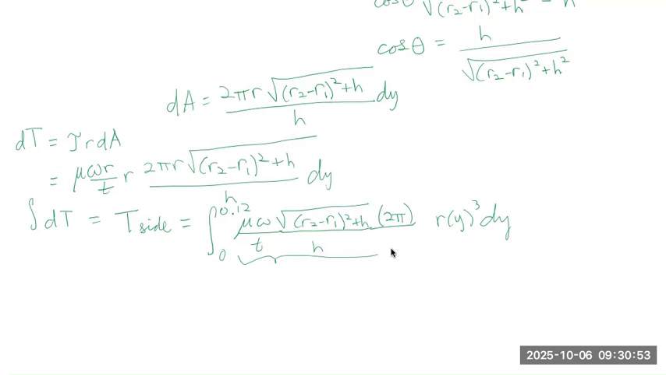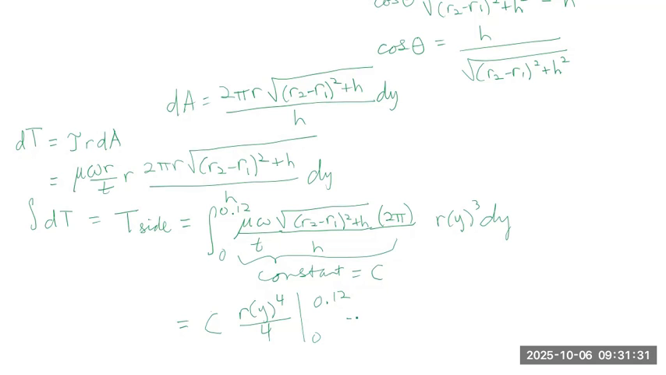So this whole structure is a constant. We can call it C for now. So this is thus equal to C times R, or let's make it more explicit, R y to the power of 4 over 4, evaluated from 0 to 0.12.